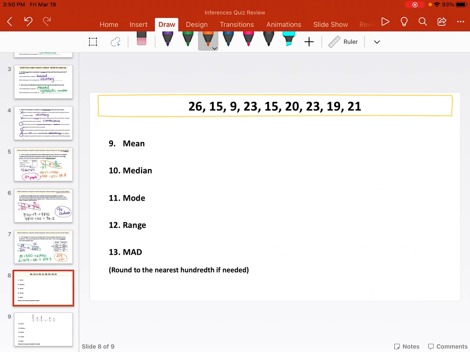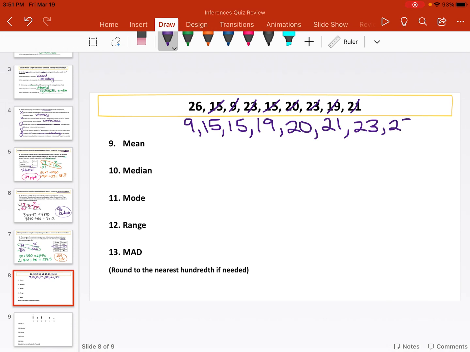Let's do our mean, median, mode, range, MAD, all of the things. Okay, so first thing I'm going to do is rewrite this data set in order, least to greatest. So 9, cross it off, and then I have 15, 15, 19. Notice I'm marking them off as I go so I don't miss any. 20, 21, 23, another 23, and 26.